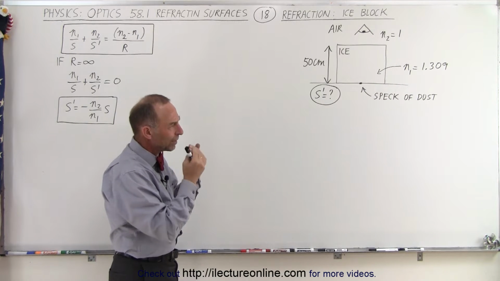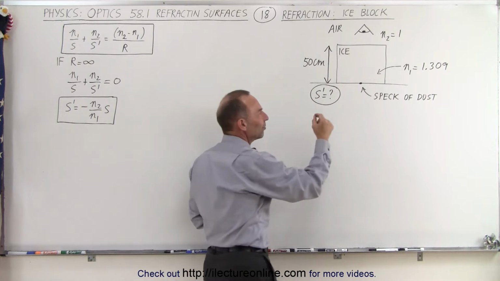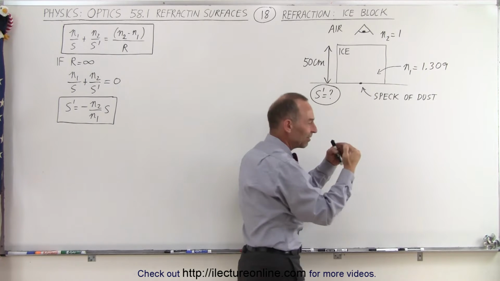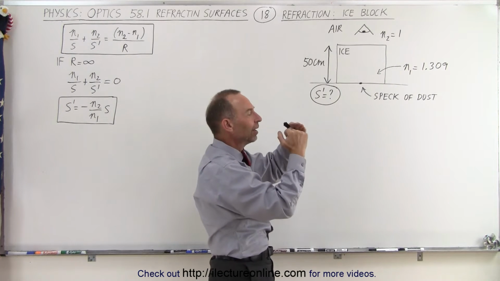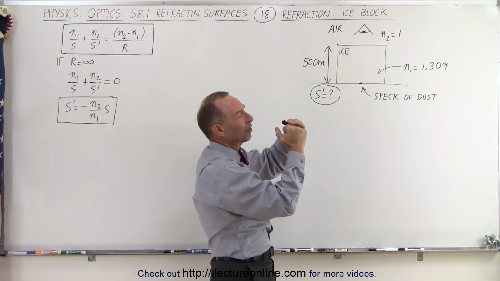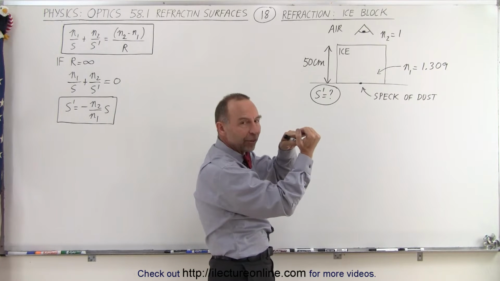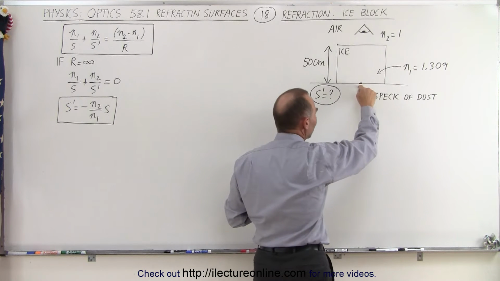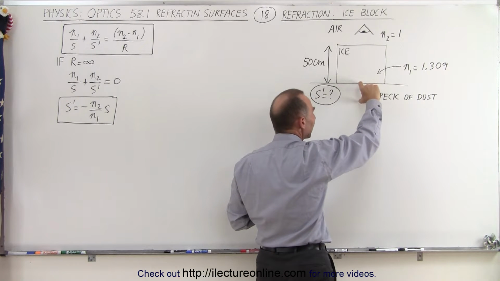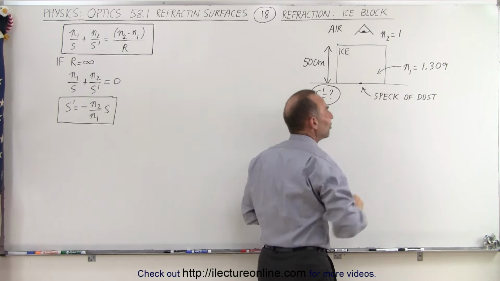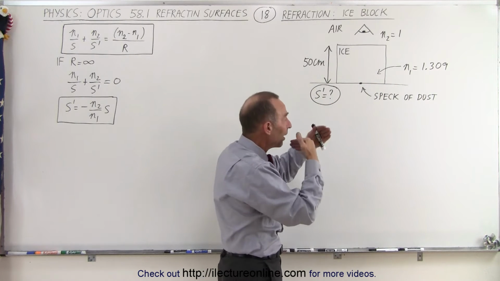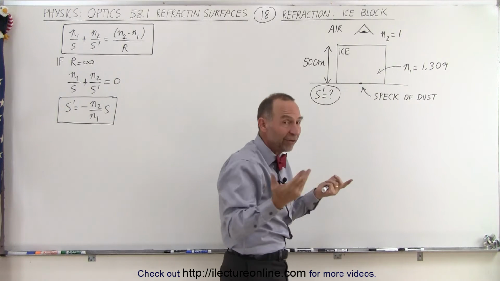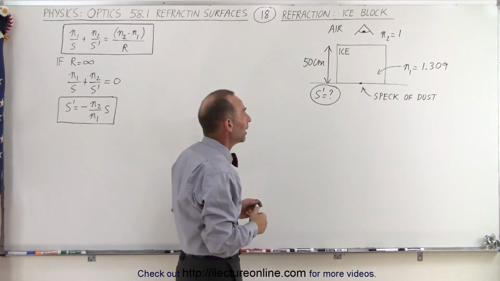So the way to think about it is, since there's no distance between the speck of dust and the ice, it's almost as if the speck of dust is inside the ice, just at the bottom, versus just below the ice. It makes no difference at all. Now, if there was a distance between the speck of dust and the ice, then we would have to take that distance into account. But in this case, since it's right up against the block, it's almost as if it's right inside the block, and in effect, we're going to solve it that exact same way.